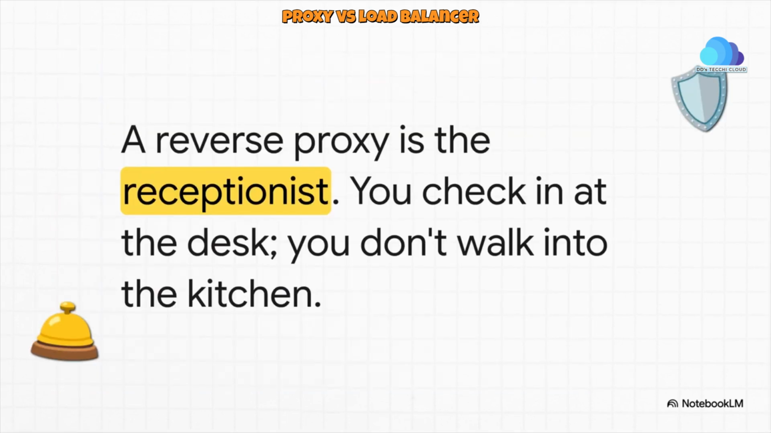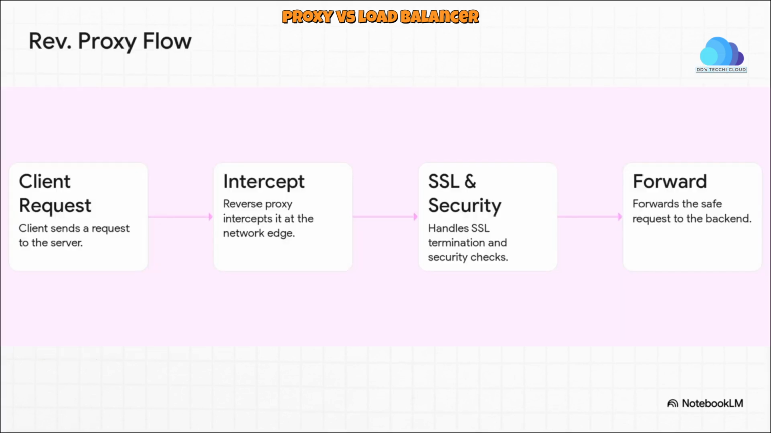Let's go back to that restaurant analogy for a second. If the proxy is your assistant, the reverse proxy is the receptionist. When you arrive at a nice restaurant, you don't just wander right into the kitchen and ask the chef for your food, right? You check in at the front desk. The receptionist is the public face of the restaurant. They completely shield the kitchen staff from the chaos of the customers. And this flow is exactly what heavy-hitter tools like NGINX or Cloudflare are doing all day long.